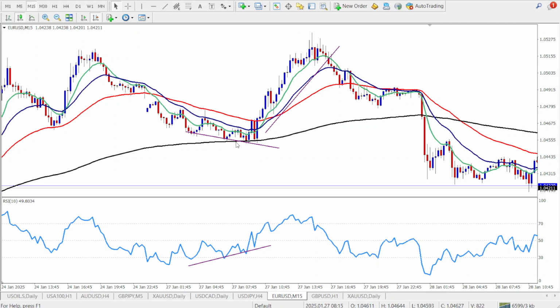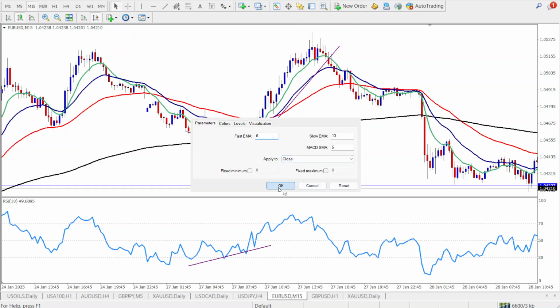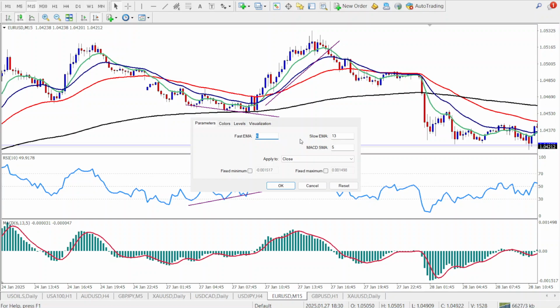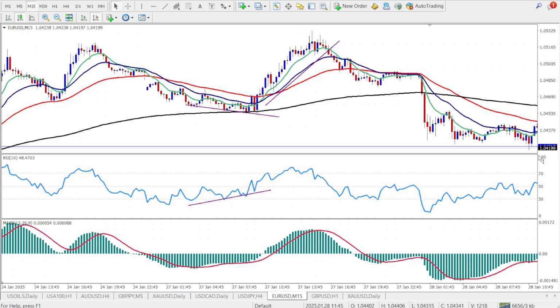Now, the next indicator we're going to be looking at is the MACD, the moving average convergence divergence. It's another powerful indicator that helps traders understand market momentum and potential trend reversals. The MACD consists of three components, which are the MACD line, the signal line, and the histogram. The MACD line represents the difference between two moving averages, the fast EMA and the slow EMA. If you want to use the default setting, fast EMA 12, slow EMA 26. Then the signal line helps us identify buy and sell signals, while the histogram shows the strength of the trend.